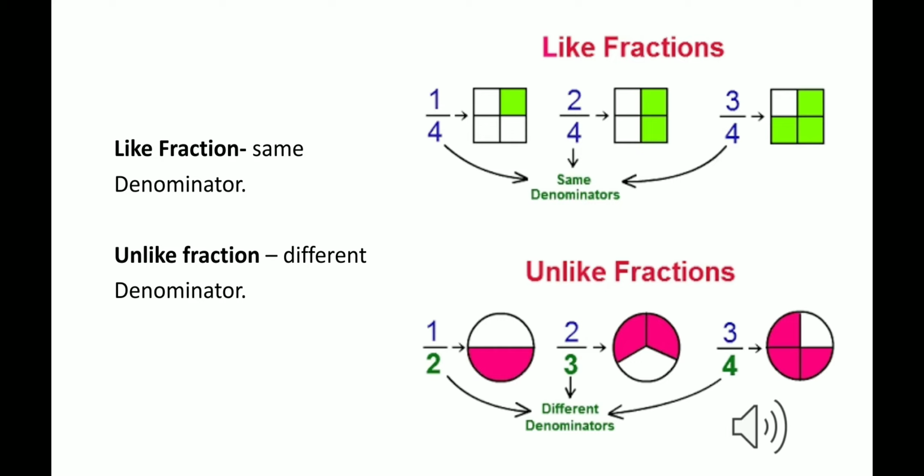And just the opposite of this, unlike fractions, what are these? When the denominator is different, like 1 by 2, 2 by 3, 3 by 4, 7 by 8, 6 by 5, 9 by 15, anything where the denominator is different, that fraction is known as unlike fractions. Okay? So we move to the next one.